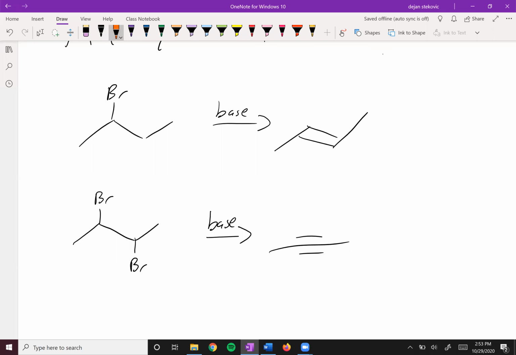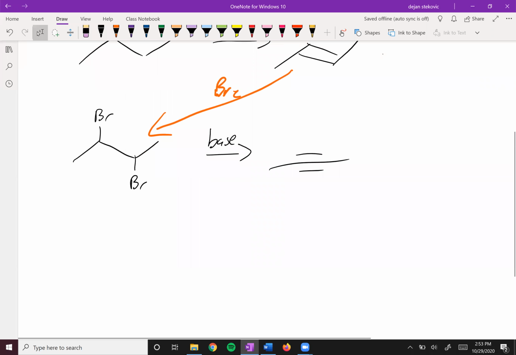And also think about how you're going to get here. If you start off with some kind of alkyl halide, you can go to the alkene, and then from the alkene, you can add Br2 to it to get two of your alkyl halides here, and then add a base to form your alkyne. The two alkyl halides do not have to be on separate carbons. They can be on the same carbon as well.